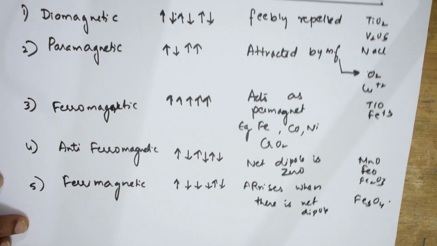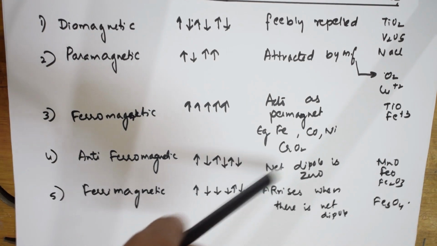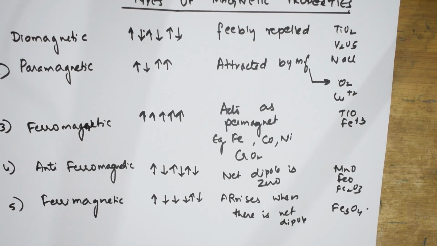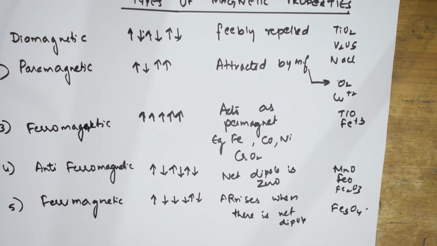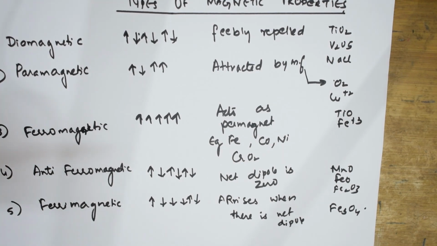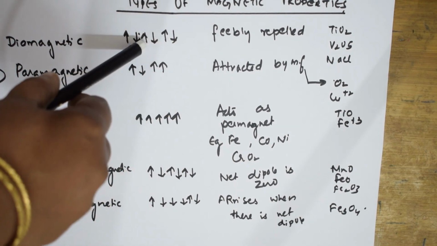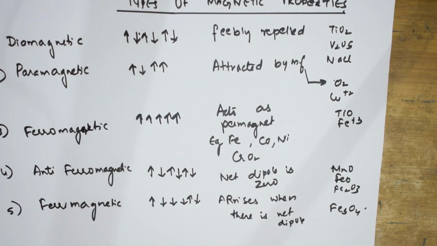So this is your magnetic property, the different types of magnetic property. All you need to remember is the domains, what will happen there, and the examples. What will happen to the dipole, whether it is attracted or repelled. They may ask you, what is the type of magnetic property when it is feebly repelled, and why? Then you need to explain, because of the paired electrons, it is diamagnetic, and these are the examples.